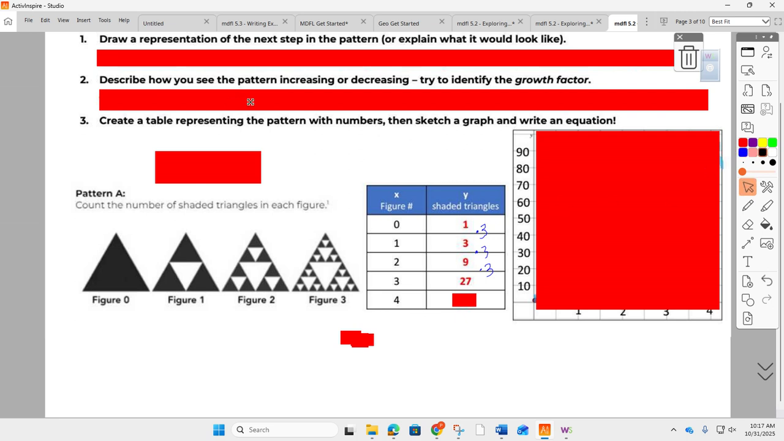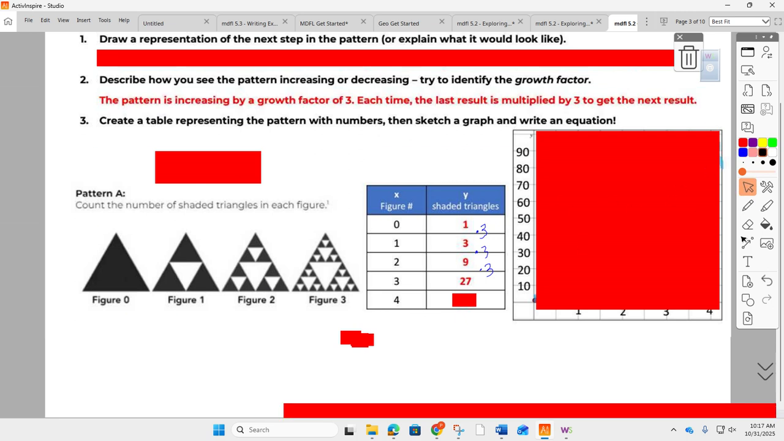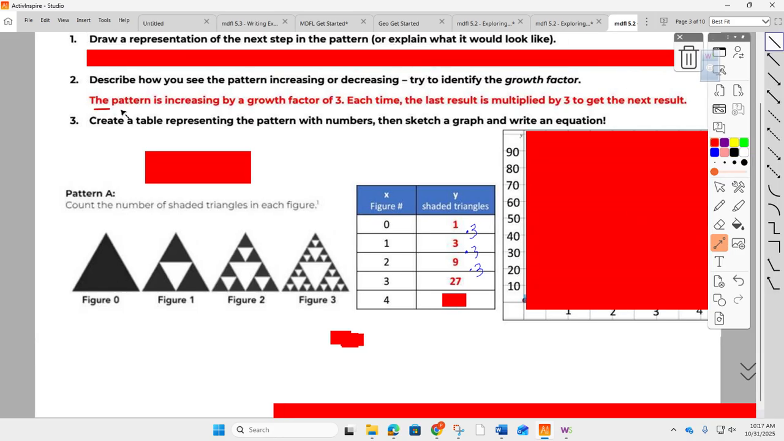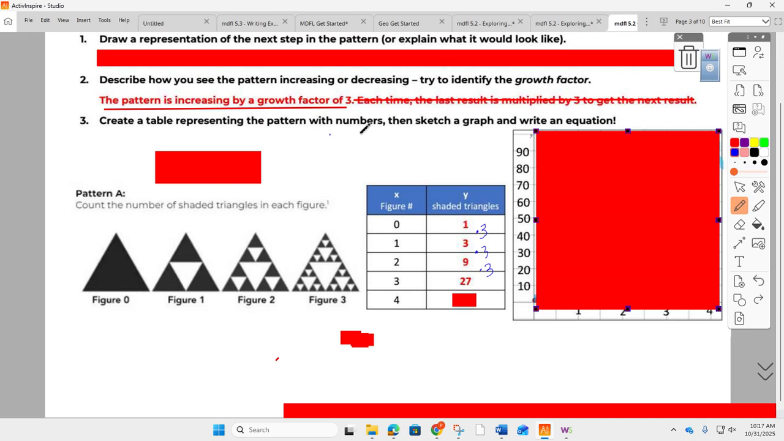So the pattern is increasing by a growth factor of 3, and I'm not going to make you write that, but it is the last result multiplied by 3 to get to the next. You will just write the first part there. And the growth factor we said on the first screen, that's our B, and we're writing an equation.